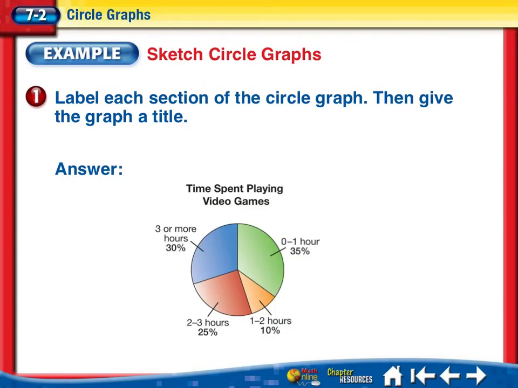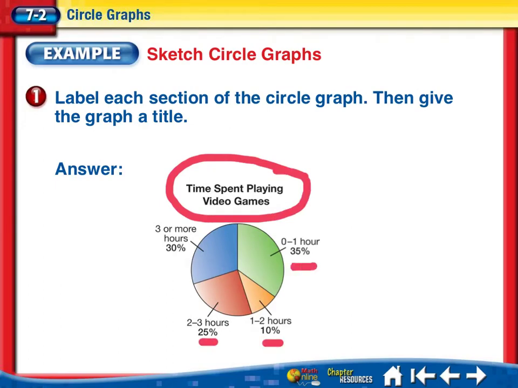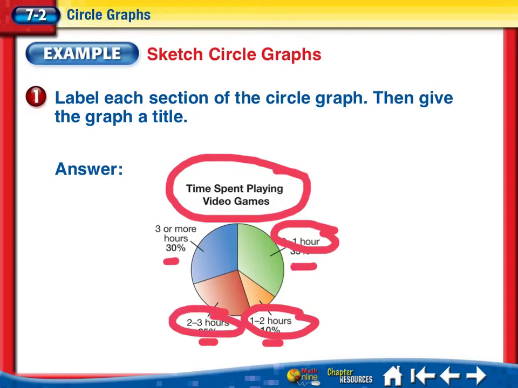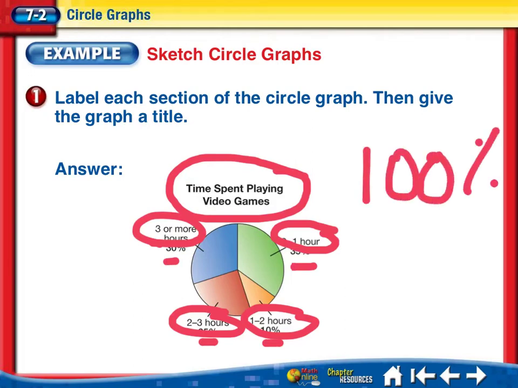Okay, let's look at this graph that illustrates the problem we had in the page before this one. Time spent playing video games. Please notice that they put a title to their graph. They also put the percent that pertains to each section of the graph, and they put what that percent represented, like 0 to 1 hours, 1 to 2 hours, 2 to 3 hours, and 3 or more hours. Okay? Once you've done this, you'll understand that all of these will add up to be 100%.